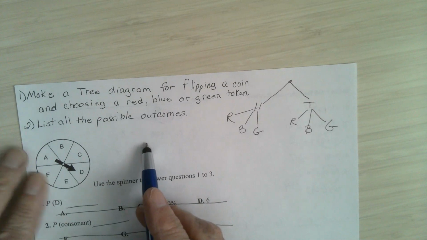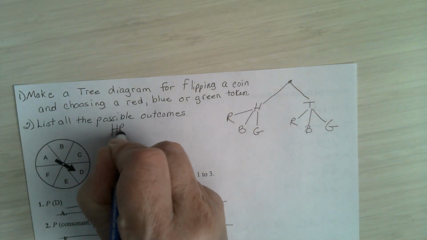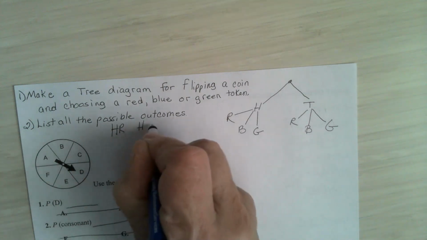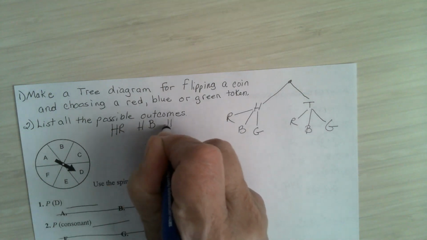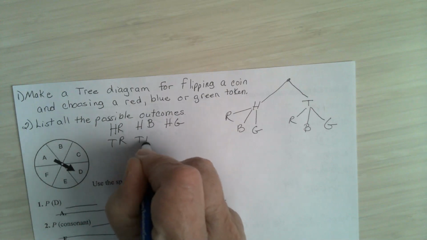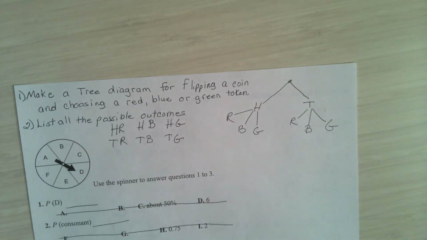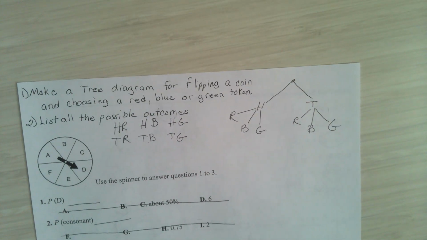Now they want you to list the possible outcomes. So you could do heads red, heads blue, heads green, tails red, tails blue, tails green. That's what they want you to do if they ask you to list the outcomes.